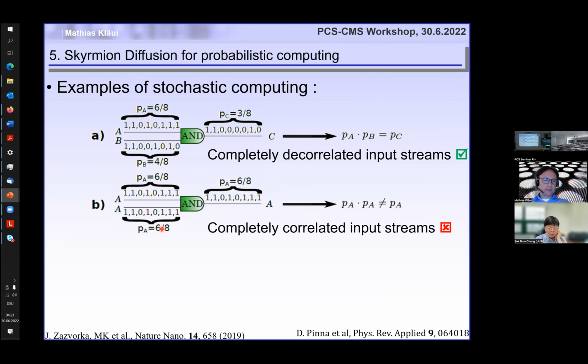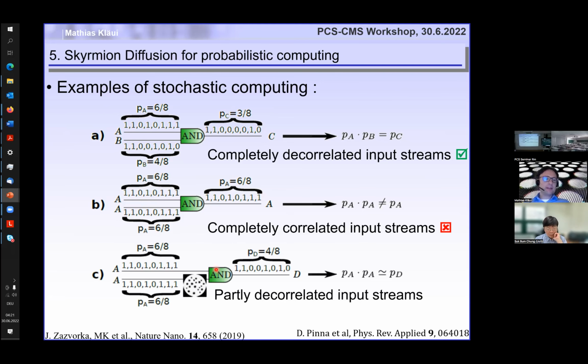6/8 times 6/8, and we have a completely correlated bit stream. We also get 6/8, and that's obviously wrong, because 3/4 times 3/4 is not 3/4. So what we need is to decorrelate the bit streams by reshuffling the numbers of ones and zeros, but keeping the total amount of ones and zeros the same, because we still need 75% ones and 25% zeros, but not anymore in this order.